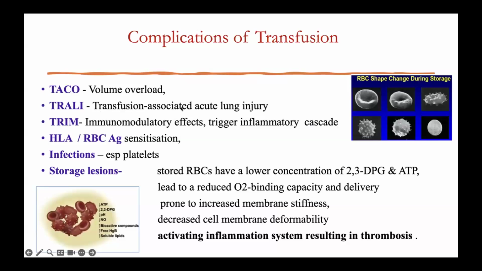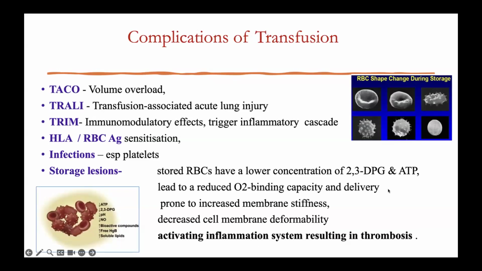Platelets and FFP can cause TRALI, transfusion-related acute lung injury, and worsen your hypoxemia. And there are immune modulatory effects, which are immune suppressive. And of course, you get more sensitized. So the more platelets you give, you could have more antibodies and you'll have refractoriness. Infection, especially with platelets. Remember, platelets are stored at room temperature, so there's a higher risk of infection. And storage lesions. Stored RBCs have a lower concentration of 2,3-DPG and ATP. They are more prone to increased stiffness and decreased deformability, and that itself can result in thrombosis.